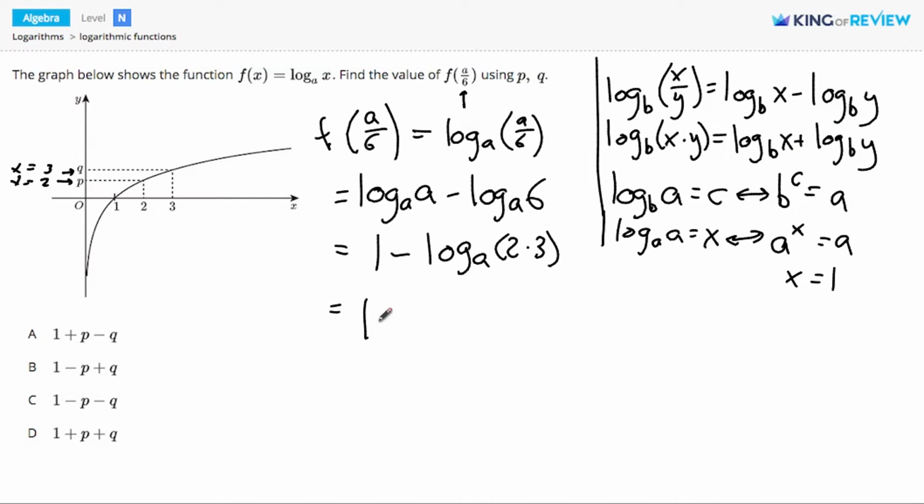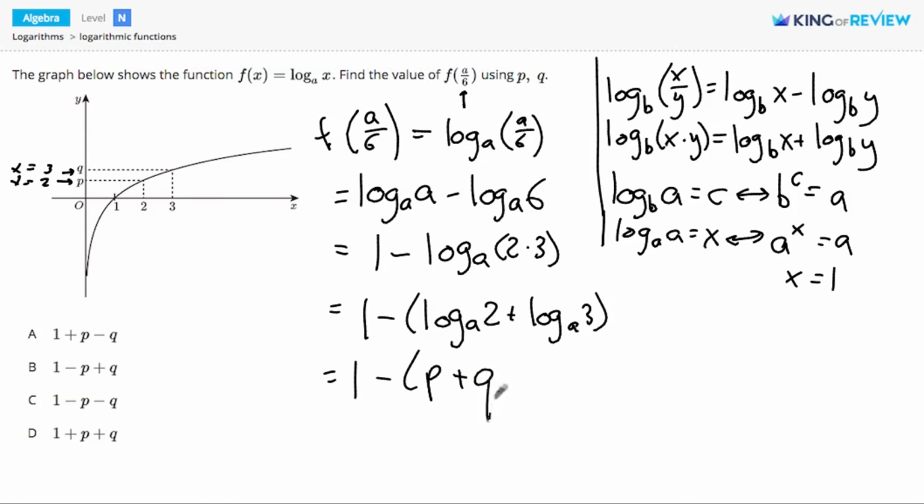Substituting that property into our problem, we can split up this log into the log base a of 2 plus the log base a of 3, and those two logs are the two values given to us in the graph. The log base a of 2 is p, and the log base a of 3 is q. All we need to do now is distribute the negative sign over these parentheses, and we get our answer: 1 minus p minus q. So our answer is C.